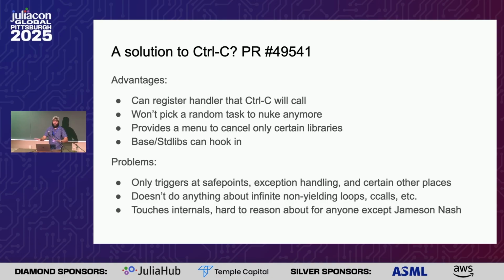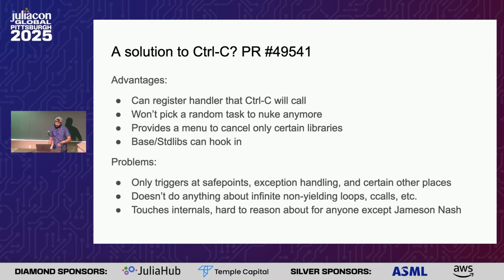And it doesn't randomly pick a task anymore. It only calls those handlers. If any handler is registered, it'll call those handlers. It'll even helpfully pop up a menu, so you don't have to trigger all the handlers. You can say, no, just Dagger is being a pain in the ass. I'm going to cancel Dagger. Understandable. And additionally, it provides a mechanism in Base, so Base and the standard libraries can actually use that, which is great. We want everybody, including Julia itself, to be able to use this mechanism.